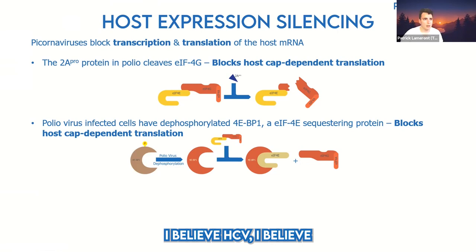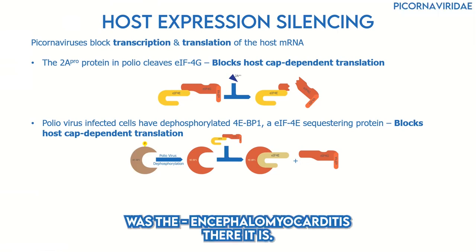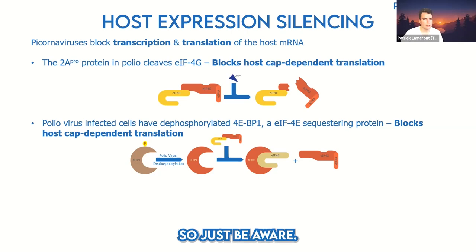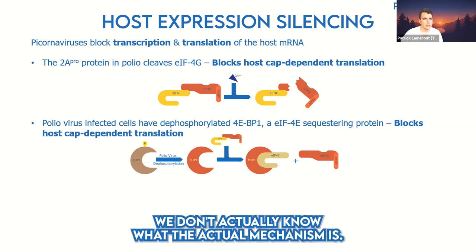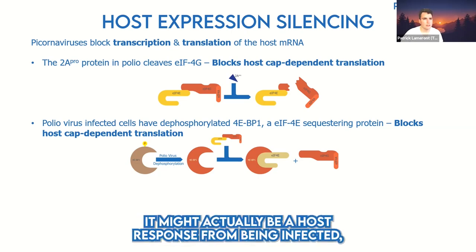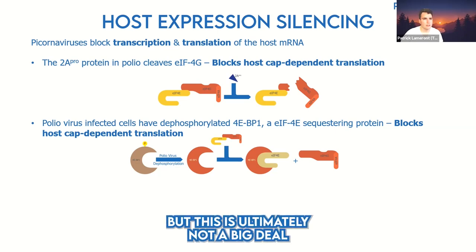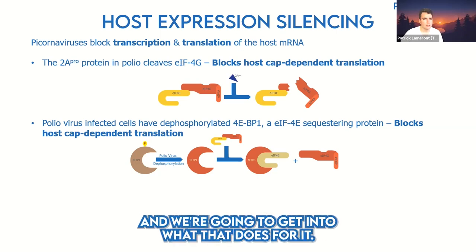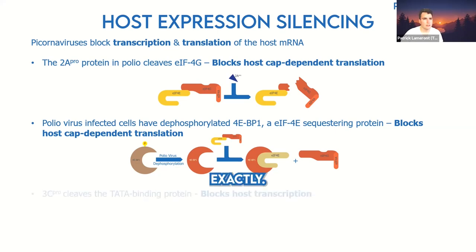I believe it was the encephalomyocarditis virus. There it is. That was another example given in lecture. So just be aware, we don't actually know what the actual mechanism is. It might actually be a host response from being infected, but this is ultimately not a big deal for the polio virus because it has the IRES, and we're going to get into what that does for it exactly.